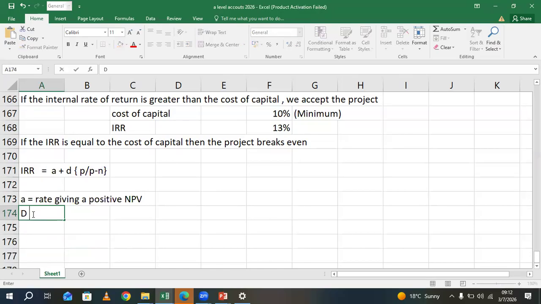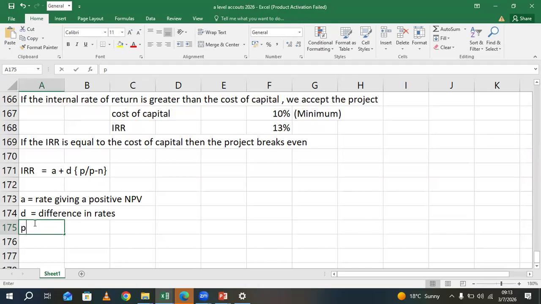Then D is the difference in the rates. We have used two rates, one giving us a positive NPV and the other one giving us a negative NPV. So D is the difference in rates. We're saying the rate giving us a positive minus the rate giving us a negative. We're going to have an example to demonstrate that.